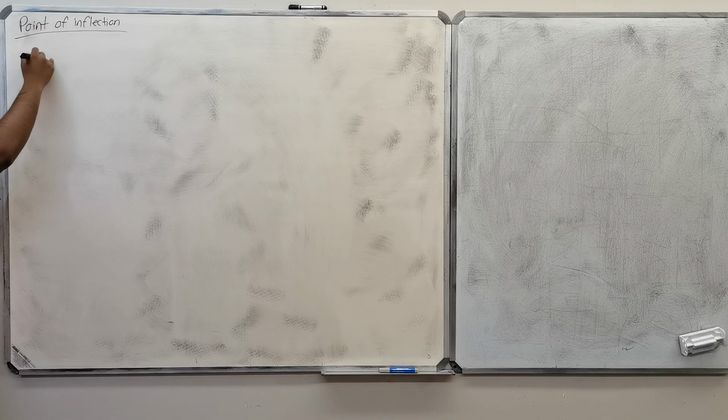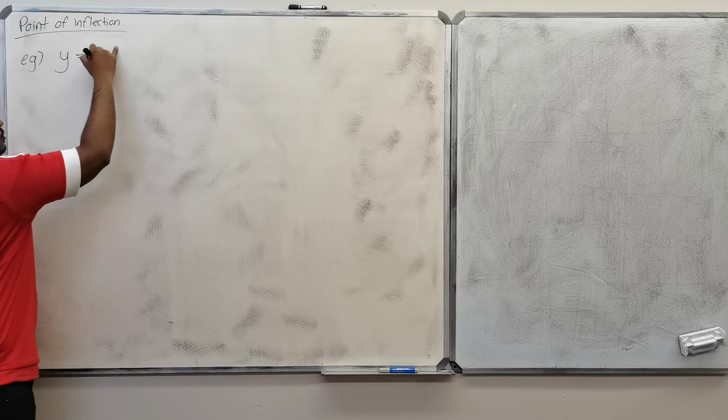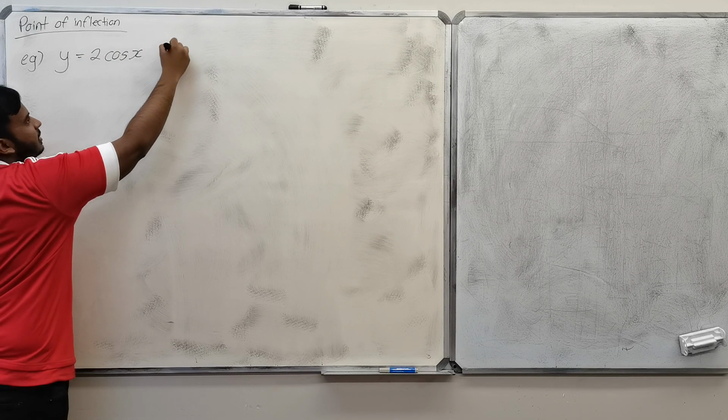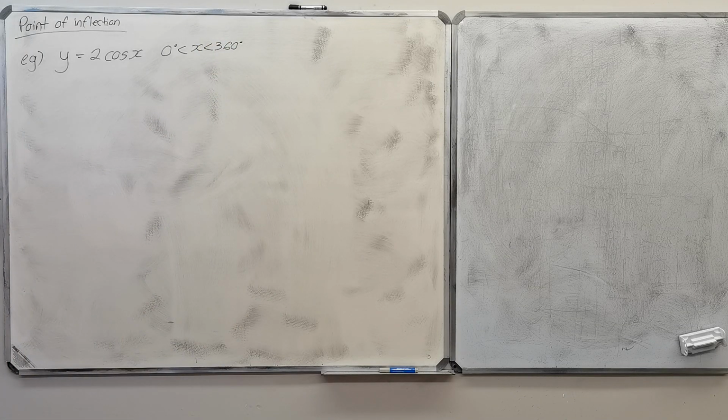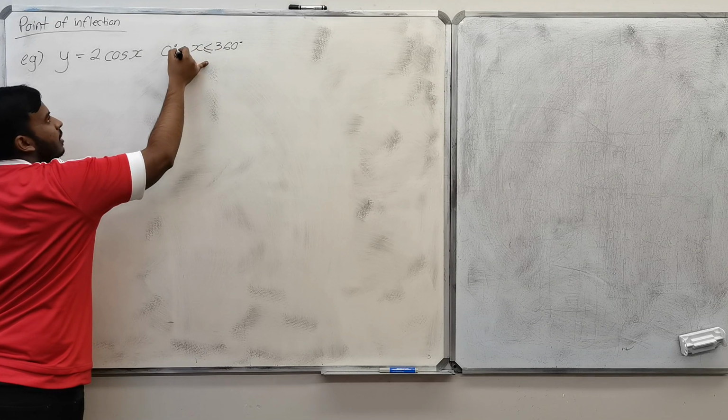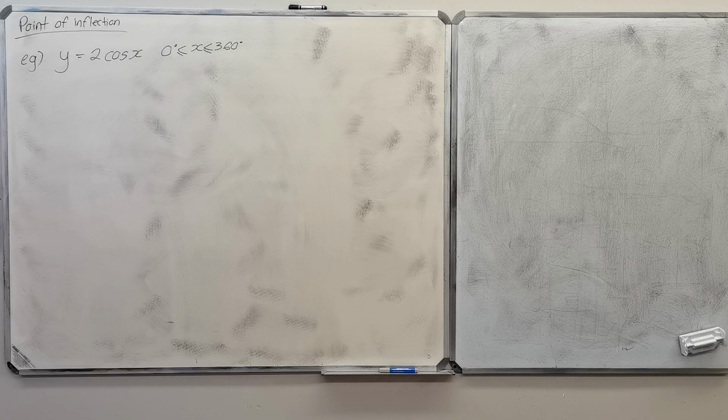So they want you to calculate the point of inflection for y equal to 2 cos x, for 0 degrees less than or equal to x less than or equal to 360. For both, yeah. Okay. So how do you do it? For point of inflection, what do we know about it? Your second derivative must be equal to 0. So we need to solve for your second derivative, right?